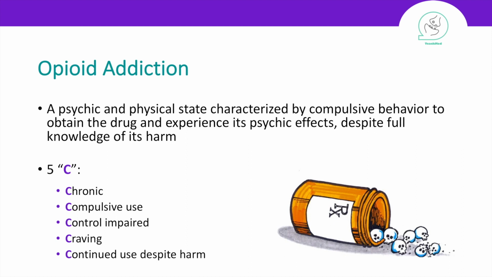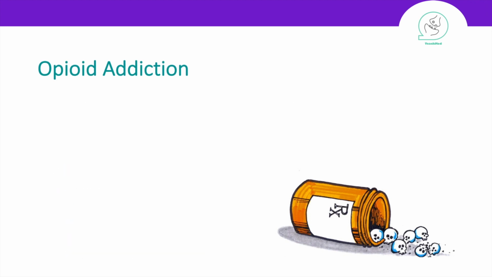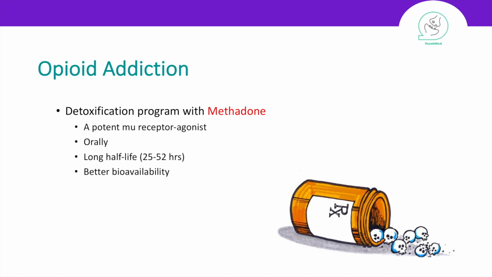If he decided to stop opioid, we can let him into a detoxification program with methadone. Do you remember methadone? Surely you do, but let's revise it together. This is a potent mu receptor agonist taken orally, and it has a long half-life, which makes it a good option, and it has a good bioavailability.